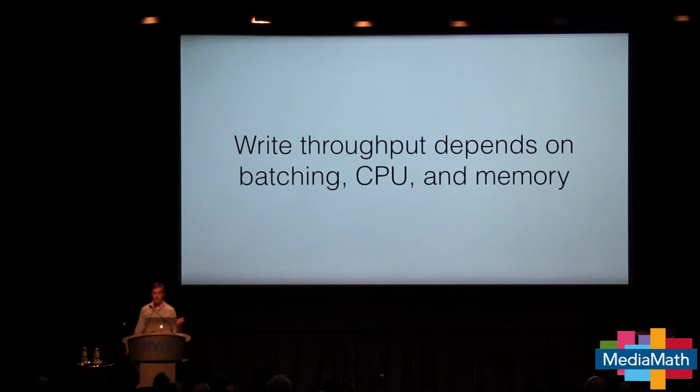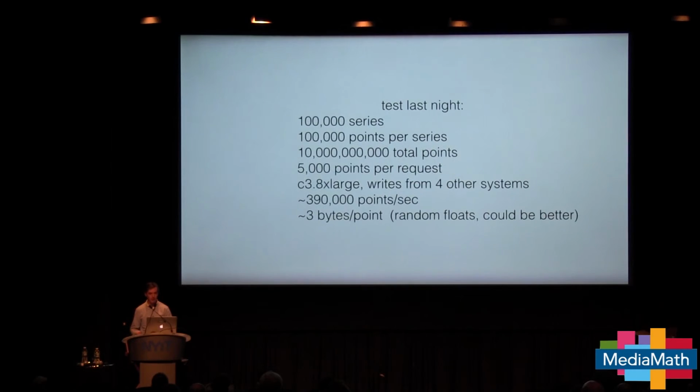So write throughput depends on the batching size, right? For us, the best performance is if you take a lot of points and you batch them all together and you send them to the server. It also depends on CPU and memory. Right now, on this storage engine, CPU seems to be the thing we're bound by, not by I/O, amazingly enough.